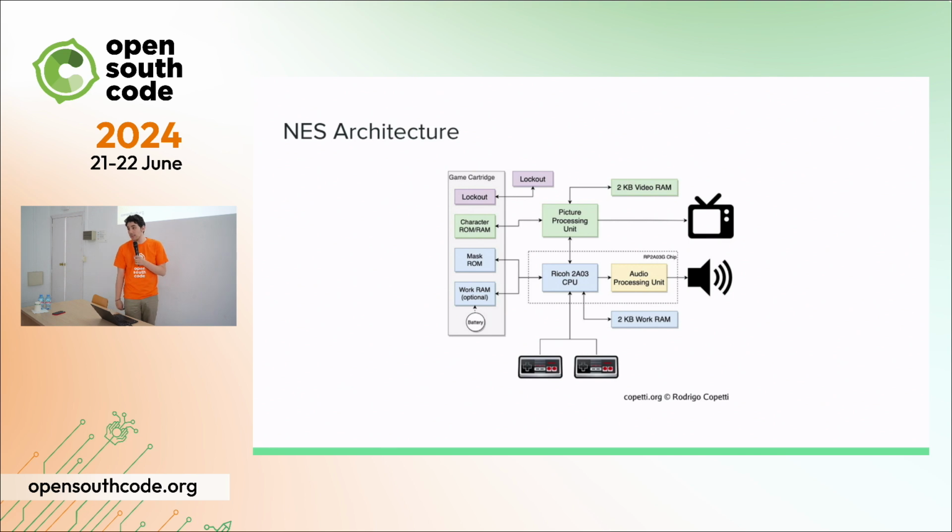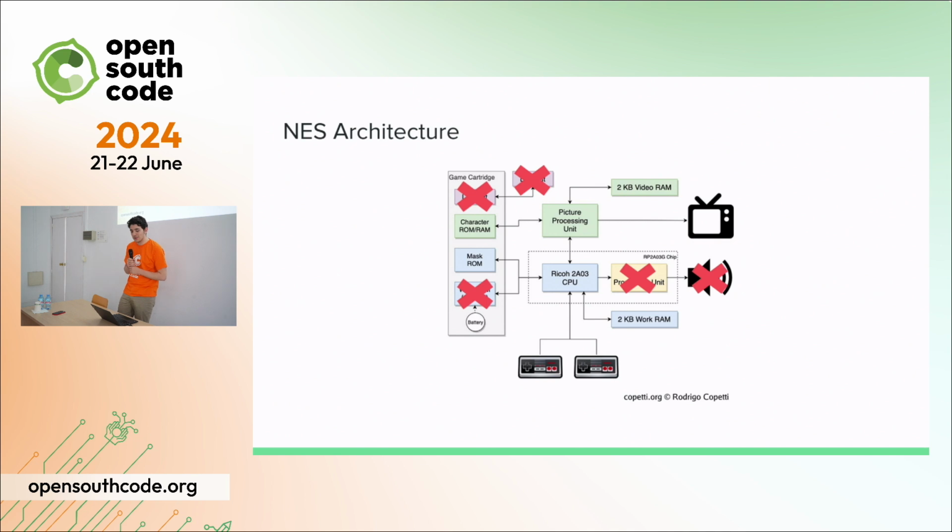So as a quick recap of the NES architecture, the main components are the Ricoh 2A03, which is essentially a 6502 clone. And then we have the picture processing unit, which is the processor that's in charge of displaying pixels on the screen. And these are the parts of the NES that we will actually be emulating. We won't be emulating any sound for this project because we just want to see pixels on the screen.